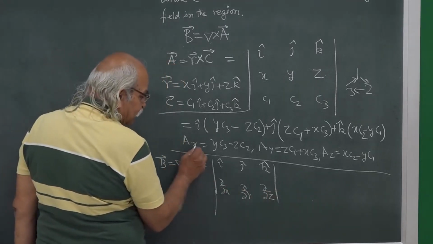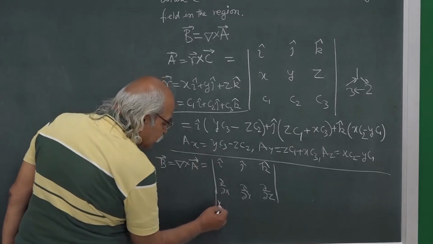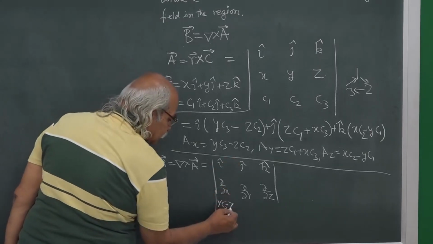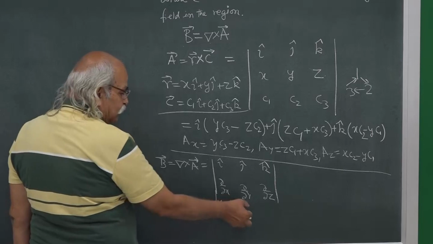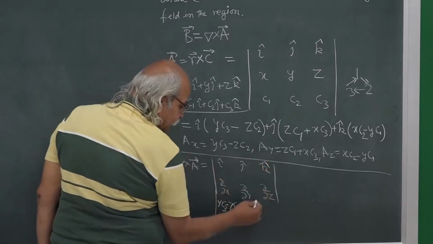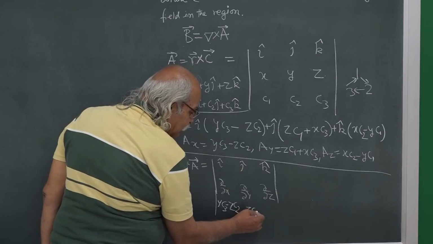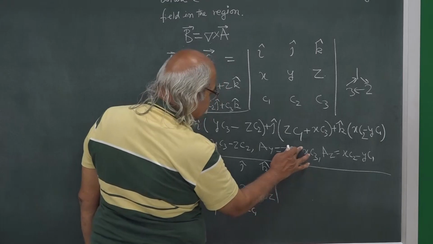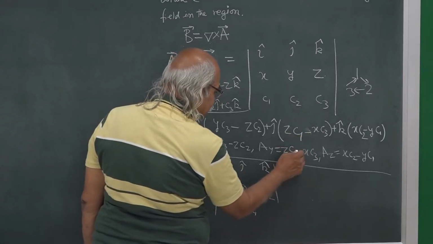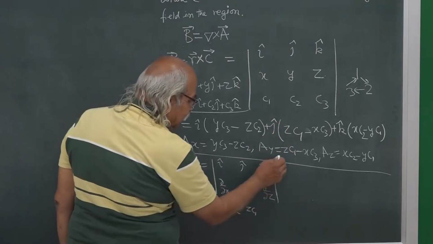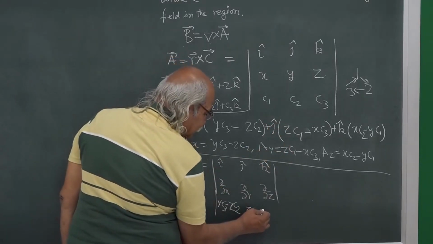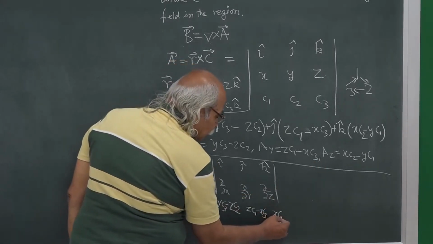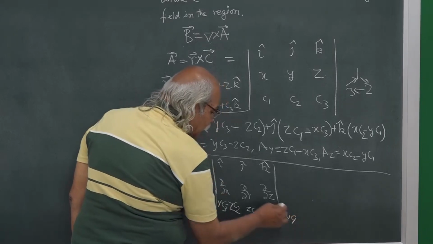So that will be A_x. What is A_x? A_x is y C3 minus z C2. Then the y component will come here, and that is z C1, and it has to be minus, everywhere it is minus, so z C1 minus x C3, and the z component is x C2 minus y C1.